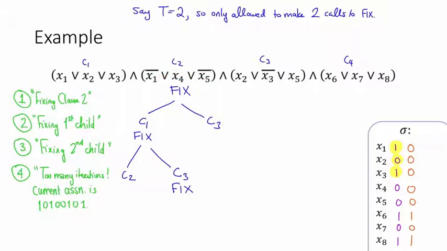And I know that I called it because C2 was broken. There's only one way for C2 to be broken. That's if x1 is equal to 1, x4 is equal to 0, and x5 is equal to 1. So that must have been what had happened before. x1 was 1, x4 was 0, and x5 was 1.